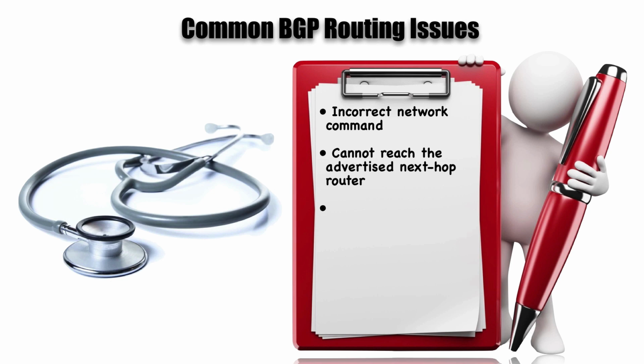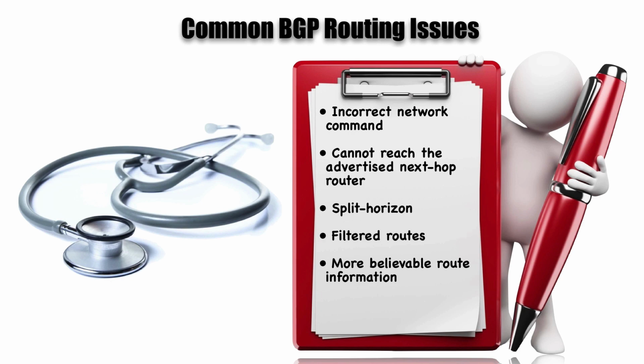Similar to EIGRP, we could have a split horizon issue, which says if a route was learned on an interface, that interface is not going to advertise the route back out. And in a point-to-multipoint network, maybe like frame relay, that could be an issue. We could have filtered routes. We might be doing some route filtering, maybe intentionally, maybe inadvertently we've filtered out specific routes, or maybe there's a more believable route, like a static route in the IP routing table, and that's the route that's being used as opposed to the BGP learned route.